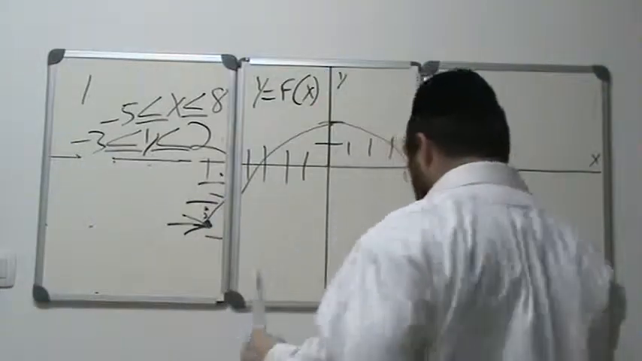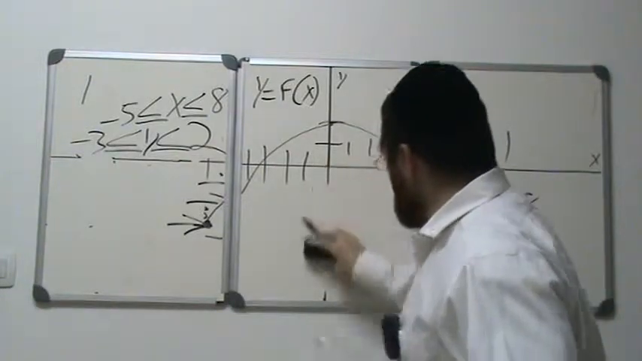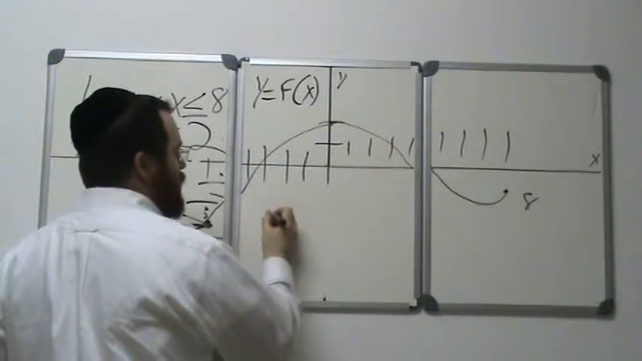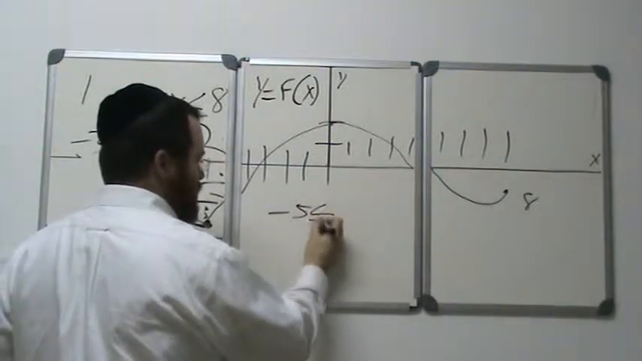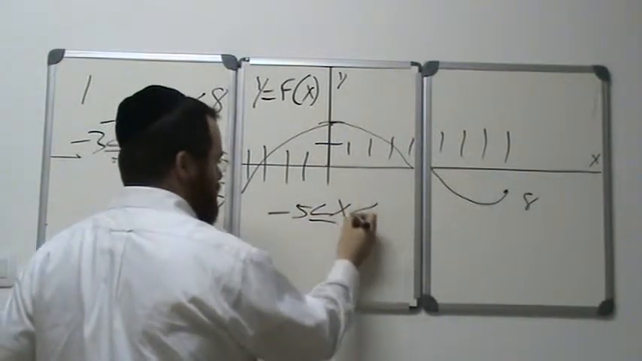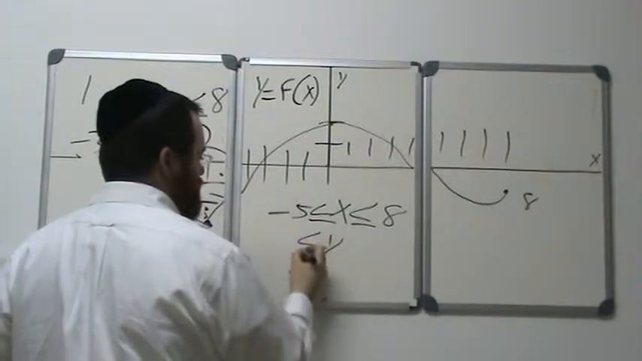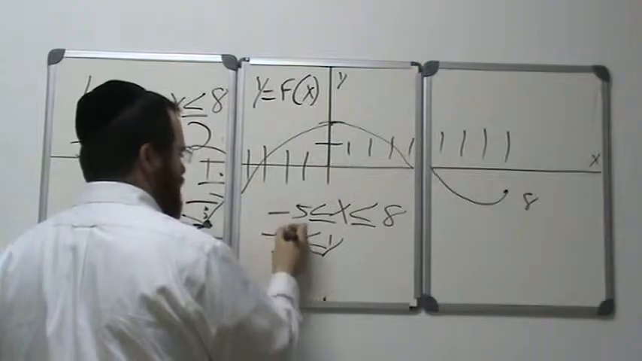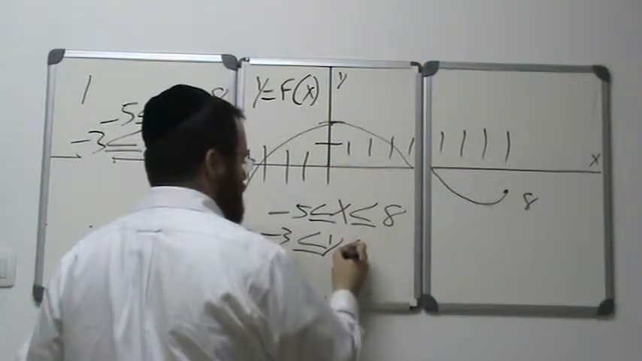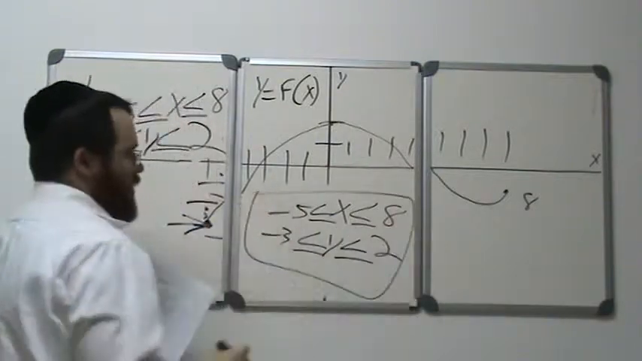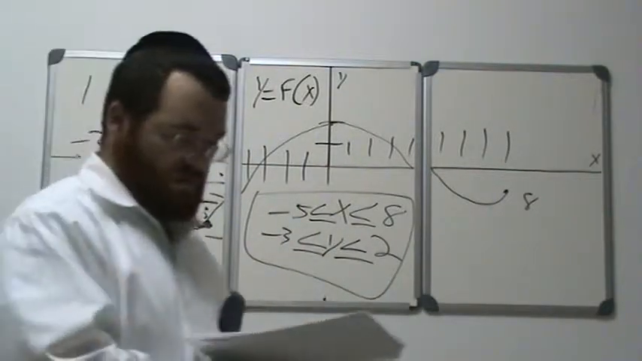So the correct answer to this question is, the domain is negative 5 is less than or equal to x, which is less than or equal to 8, and the range is y is greater than or equal to negative 3, and y is also less than or equal to 2. You box your answer, and that's the domain and range.